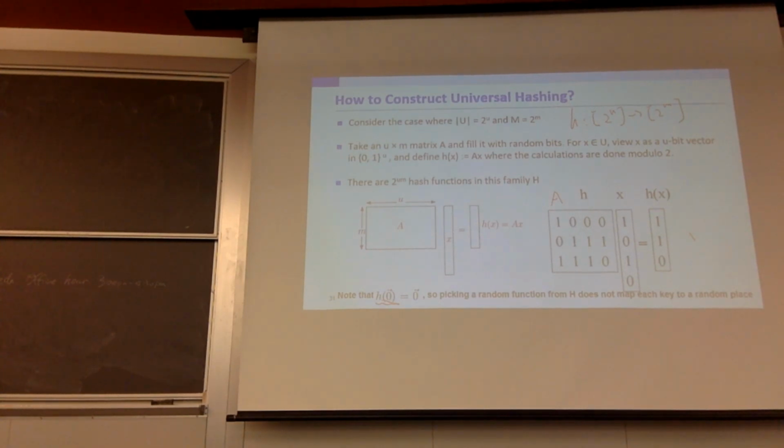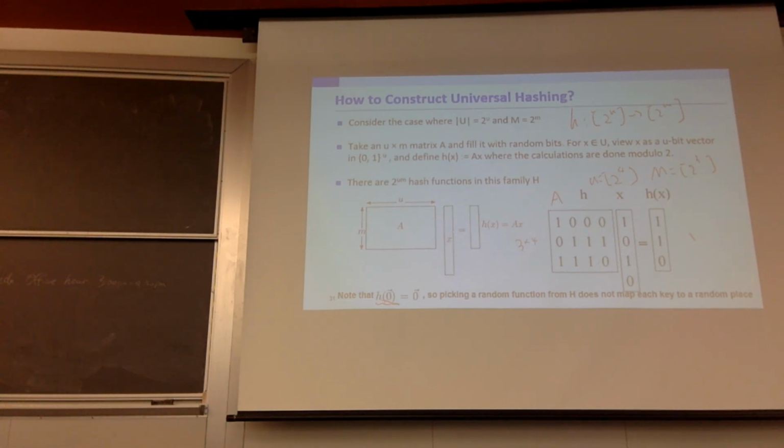So in the example here, you see this is basically x. U is 2 to the power of 4, and M, the range itself, is 2 to the power of smaller n, and that smaller n is going to be 3. So you have a matrix of size 3 times 4 here.